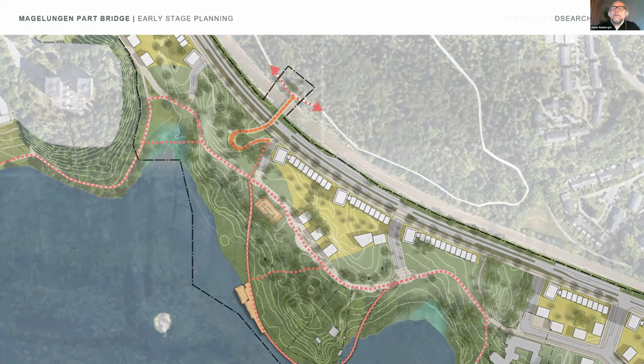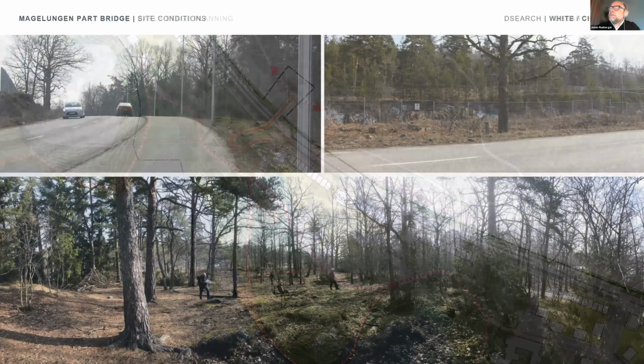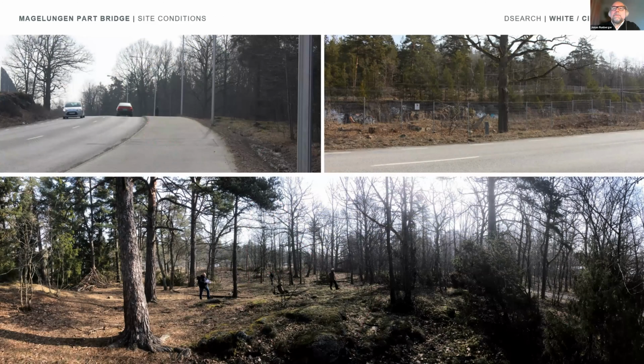And when we met this site, we also realized that this little shift that was needed to extend the length of the bridge actually passed through a grove of trees. Among many were oak trees. In Sweden, oaks are protected.